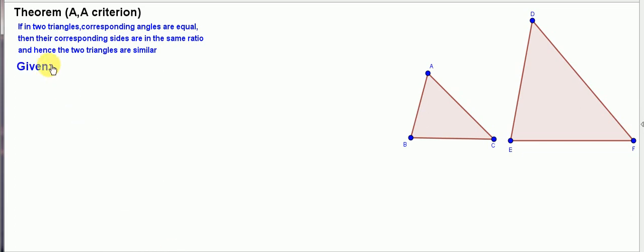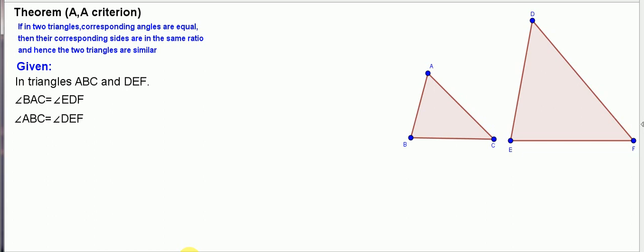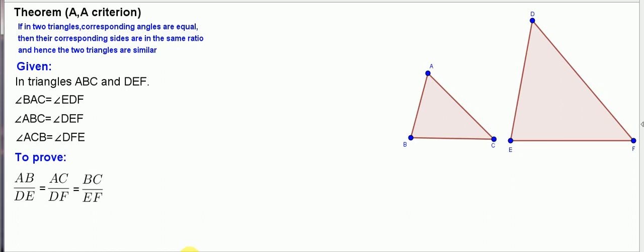Next, given. What is given? What we have seen in the figure itself is given. That is, in triangles ABC and DEF, angle BAC equal to angle EDF, angle ABC equal to angle DEF, angle ACB equal to angle DFE. Next, to prove: AB by DE equal to AC by DF equal to BC by EF.